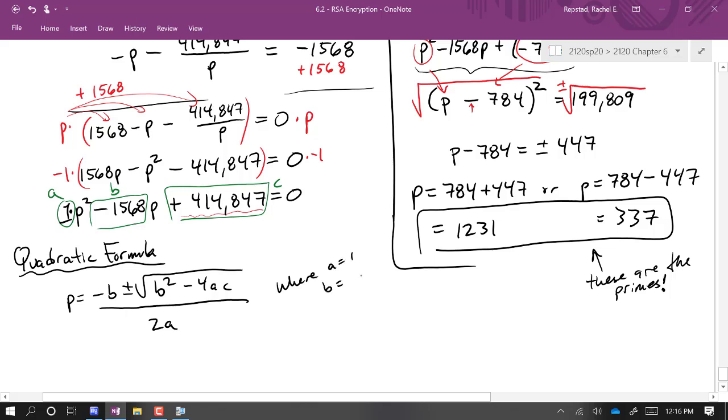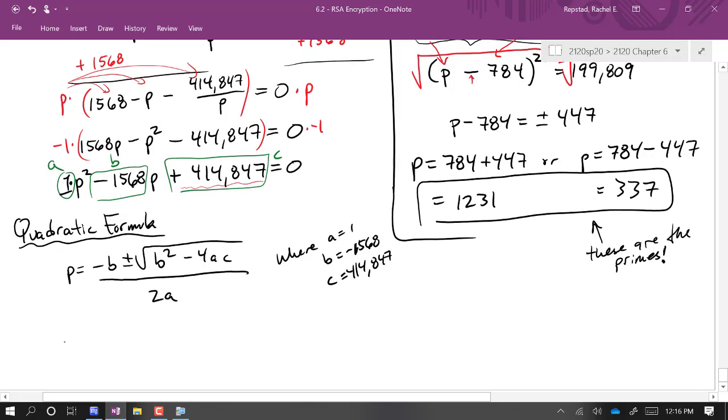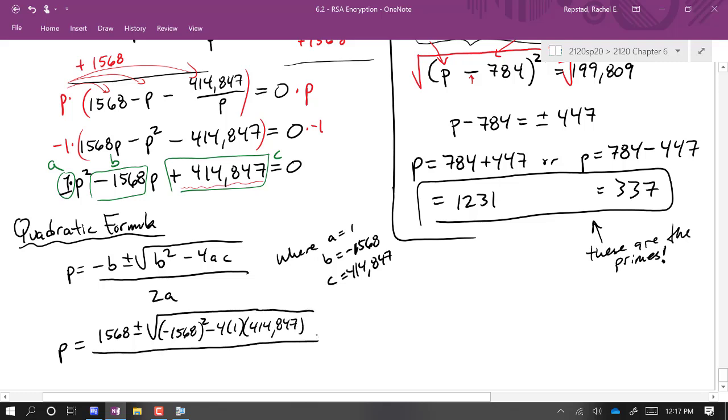b is negative 1568, c is 414,847. So this would be, see, negative b, since b itself is negative, will be a positive 1568 plus or minus the square root of, I'm just plugging in the values, and that will give you the same results.